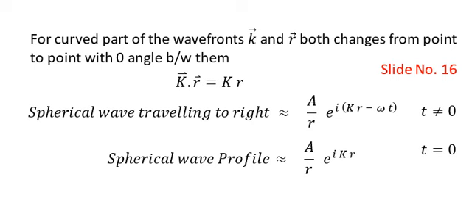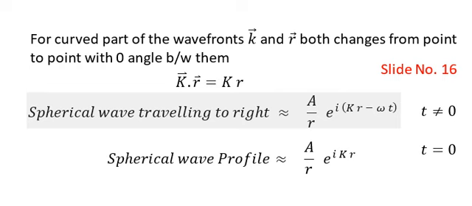Referring to the figure in the previous diagram, we can say that when spherical wavefronts are generated from the point source, then for the curved part of the wavefronts, K and R, that is the propagation vector and the position vector at that point, both change from point to point such that the angle is 0 between them, and we can write that K dot R is equal to KR. So we can write down the spherical wave traveling to the right as A over R e to the power iota KR minus omega t.